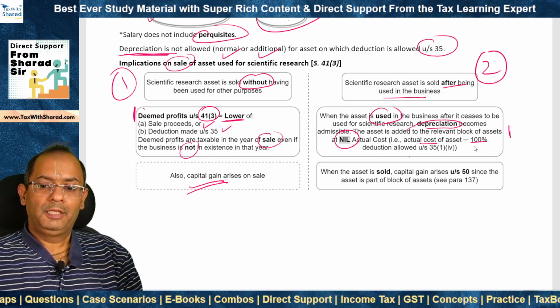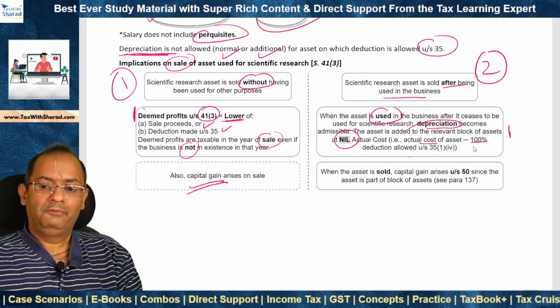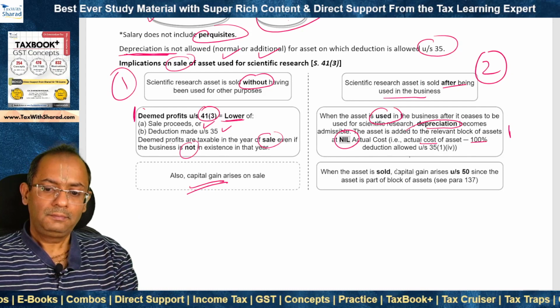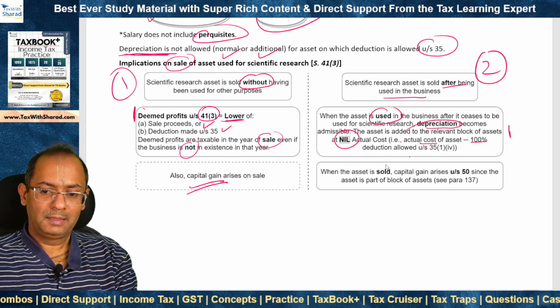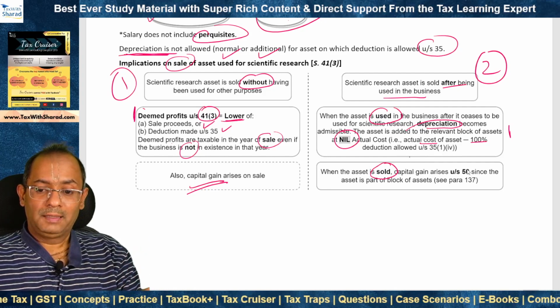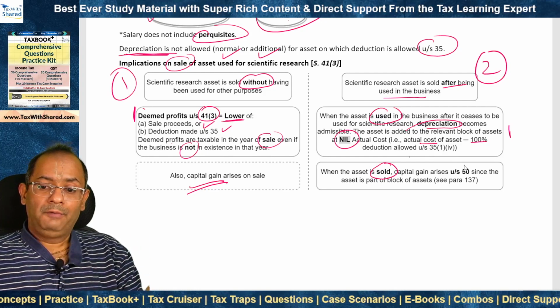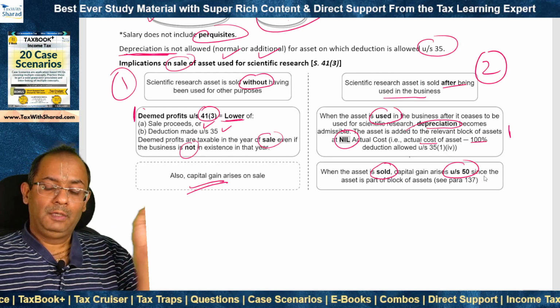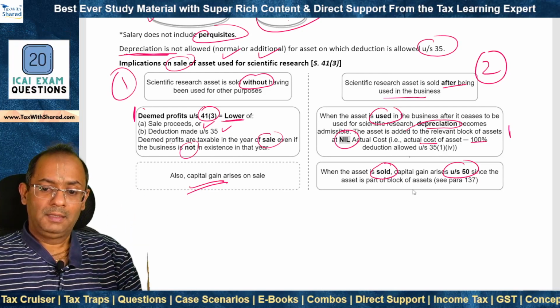So effectively, depreciation will not be allowed on account of this asset, but it will be added to the relevant block of assets. Now, when this asset is sold, since it is a part of block of assets, capital gain will be computed under section 50, which we will talk about in the topic on capital gain.